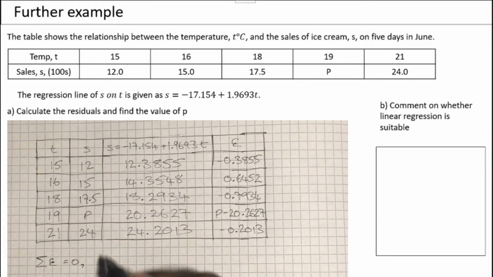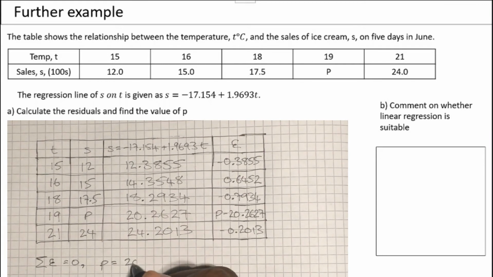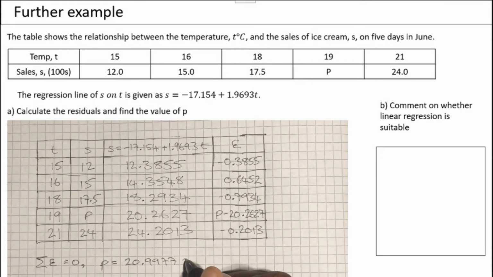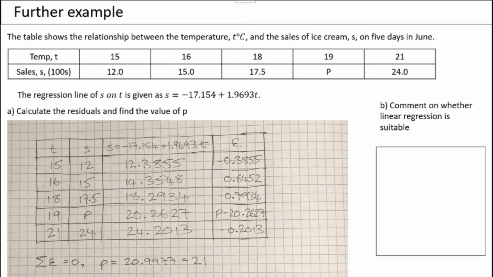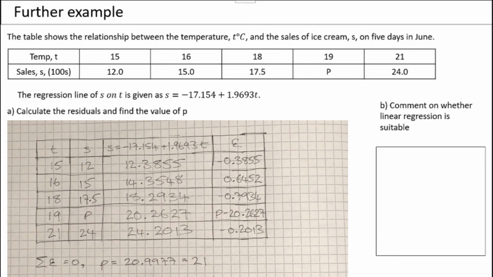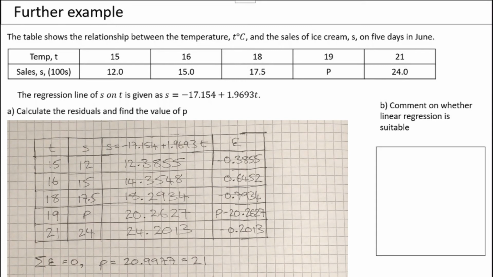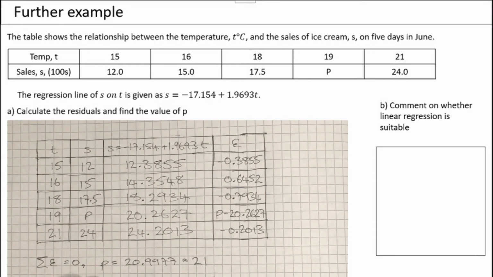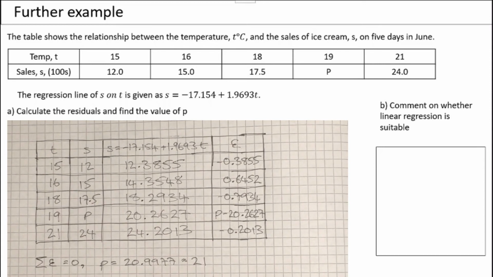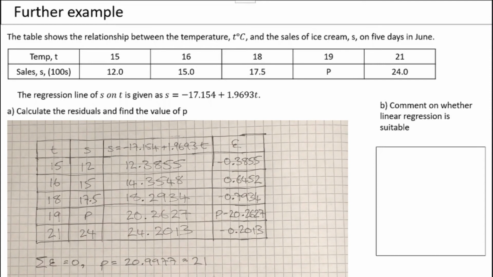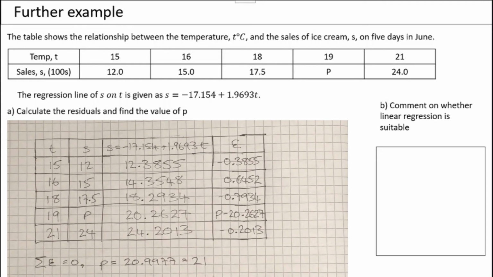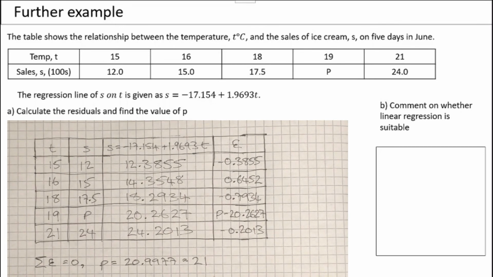Well, how are we going to find P? We know that all of the residuals should sum to 0. If we add together the epsilon column, it should equal 0. From there, we get P minus 20.9977 equals 0. Rearrange to get P equals 20.9977, which rounds to 21.